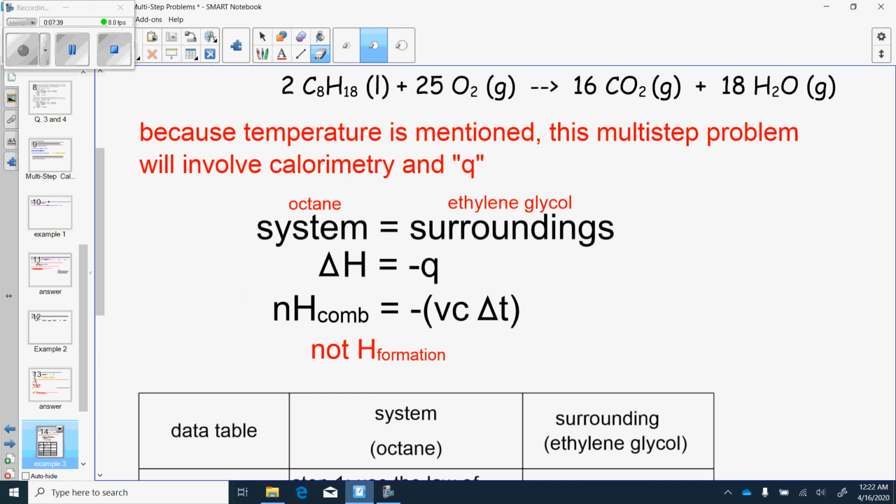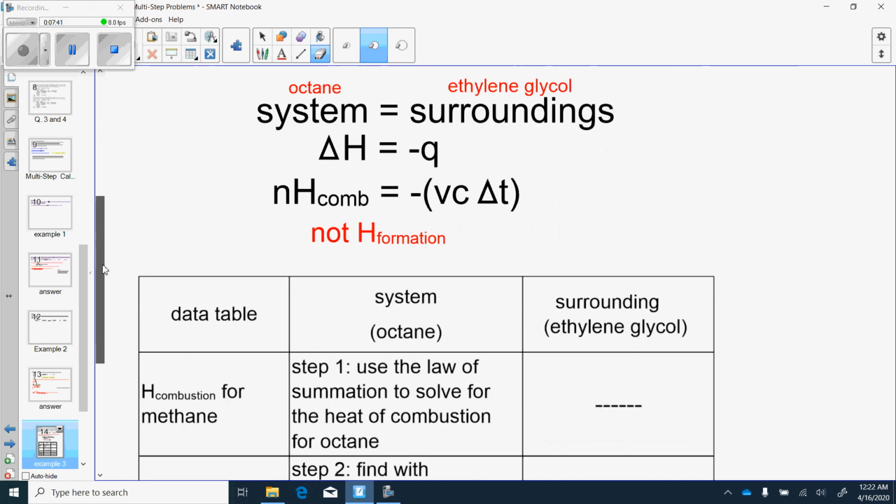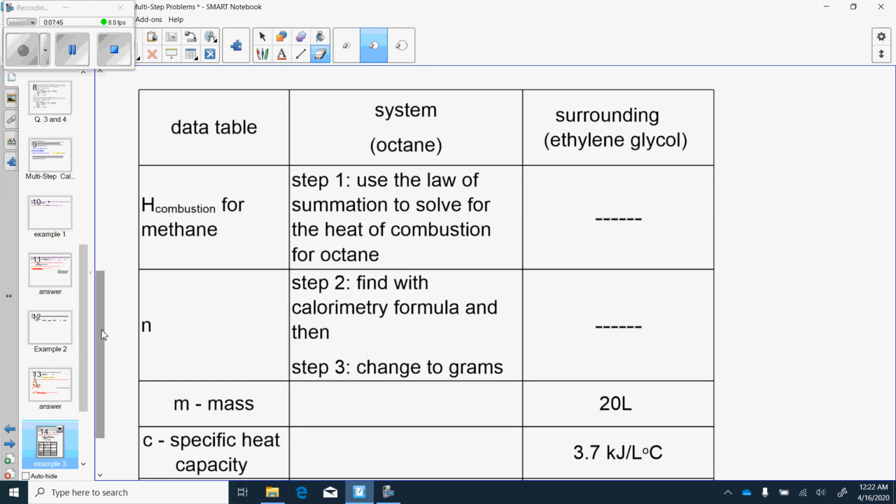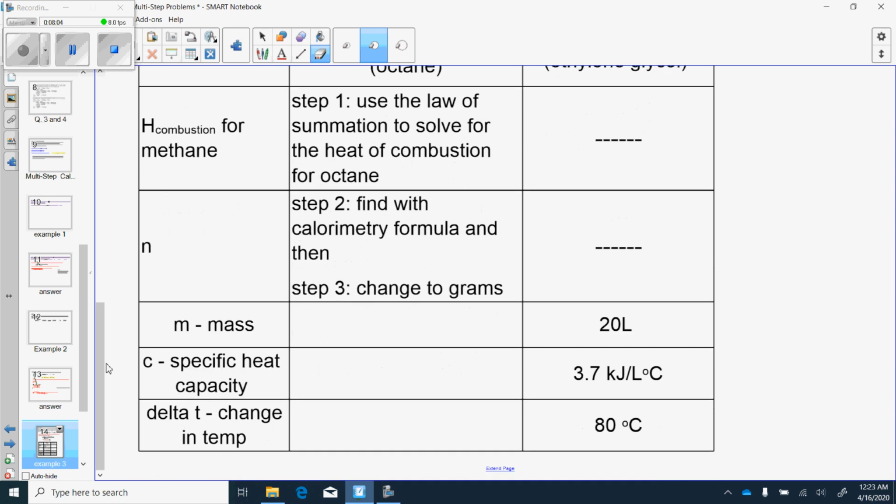So I took a minute just to make a quick data table so we could compare our system and our surroundings. And you'll see that we know nothing about our system. We don't have the heat of combustion yet for methane. We don't know the moles of methane. In fact, we're looking for the mass, so we don't know anything about our system. If we take a look at our surroundings, we do know everything about our surroundings.